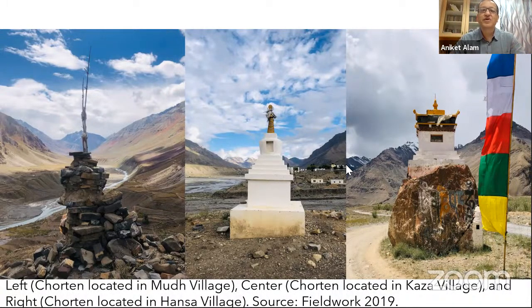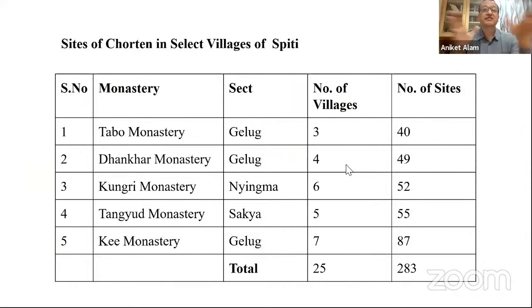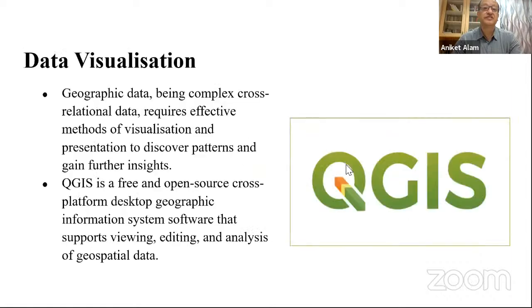So we took these photographs, we geotagged them, the coordinates on the map, but also the altitude, et cetera, et cetera. We took photos of these from various aspects, right? Various things, agricultural fields, in the towns, for protecting the village, for commemorating illnesses and protection from illnesses, to commemorate an important religious figure, et cetera. And basically, we looked at more than 300 of these sites, and finally for an analysis took about 283 of these chautans in Spiti, right?